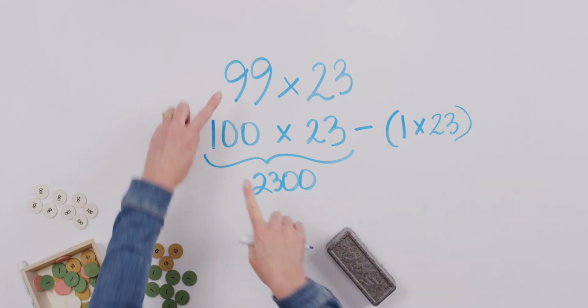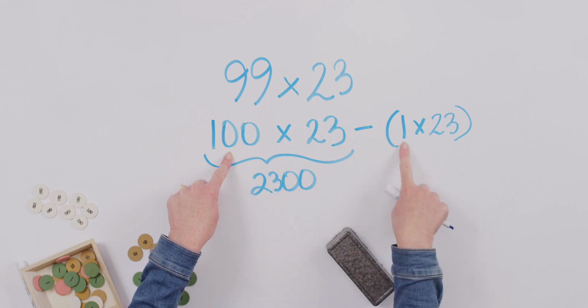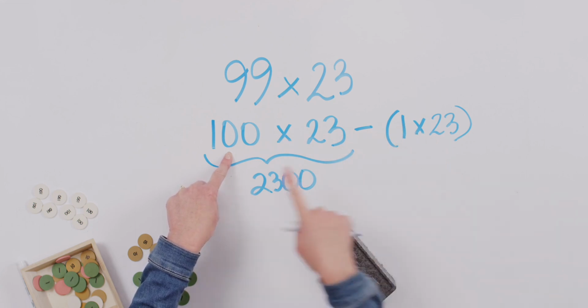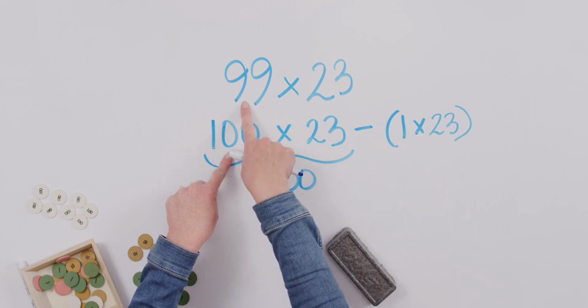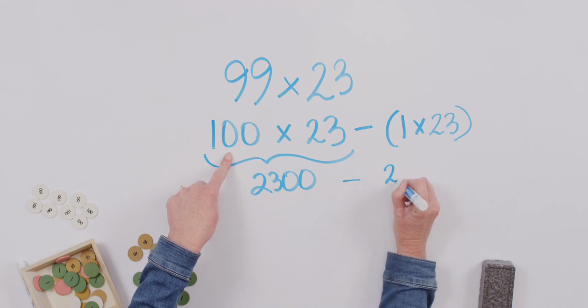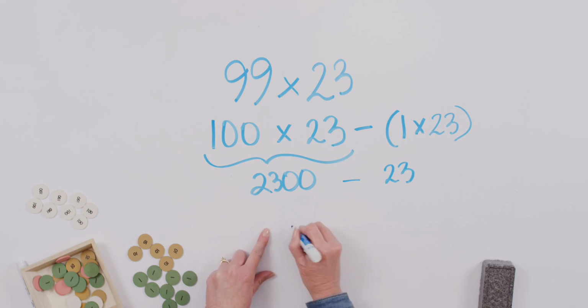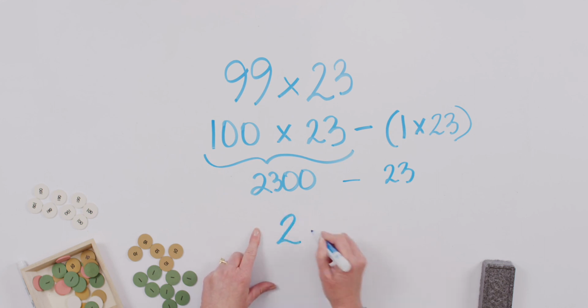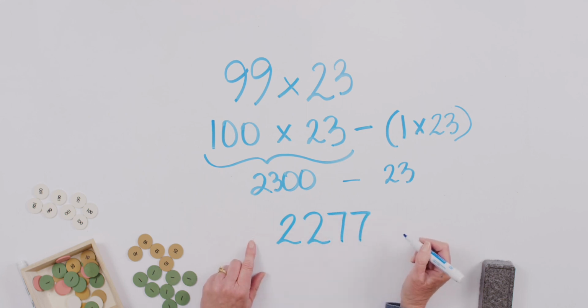Do you see that? I have 100 times 23, and I'm subtracting 1 times 23. We can also see 100 minus 1 is what? 99. Good. So we have 2,300, and we're taking away 23. What might that give us? All together, you guys, 2,277.